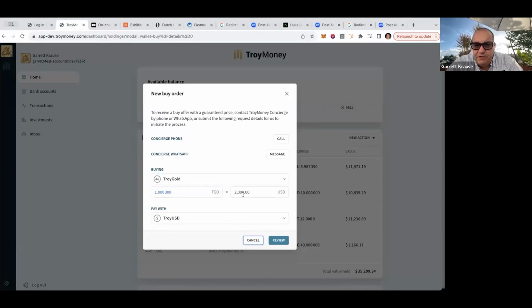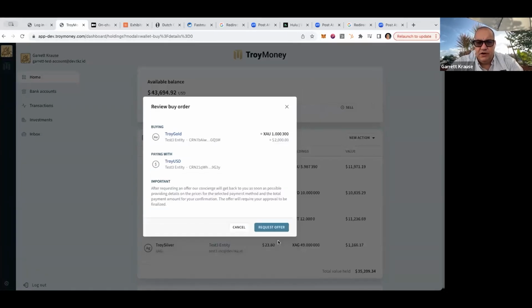Now $2,000 will buy me 1.00030 ounces. So it automatically calculates the ounces based on what you're at. It will confirm, it will show review buy order, and then this will be the submit. Now, this is a demo.